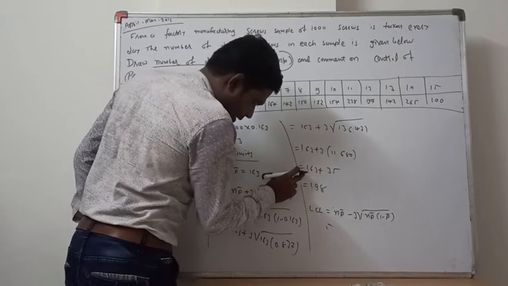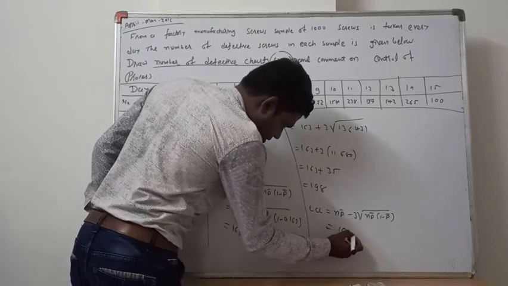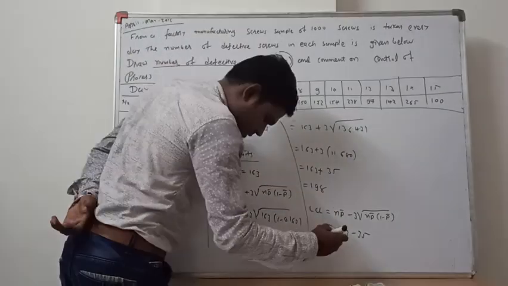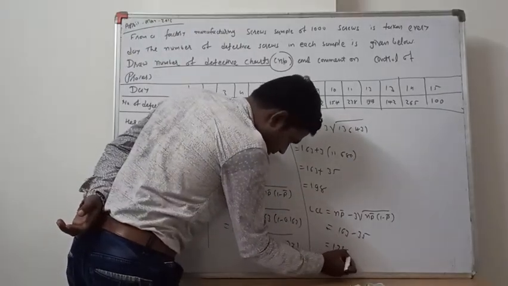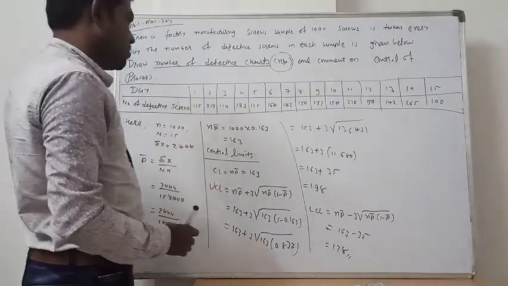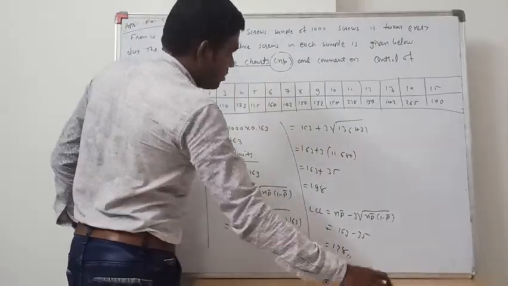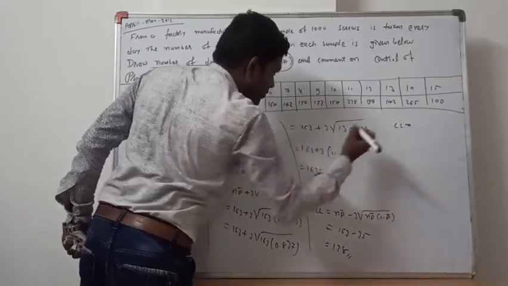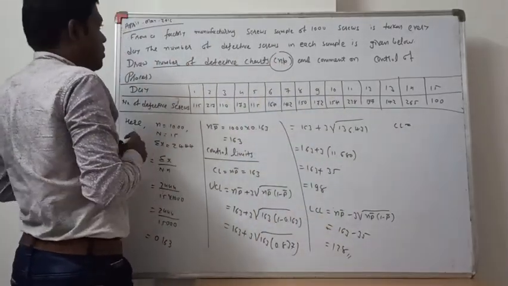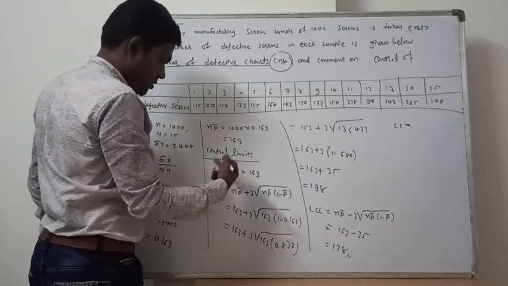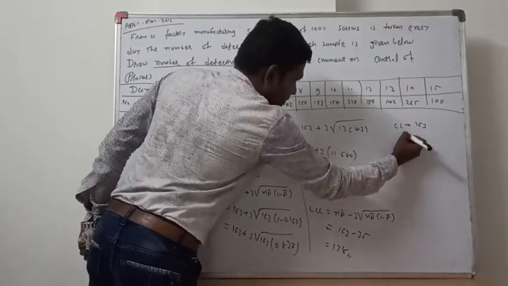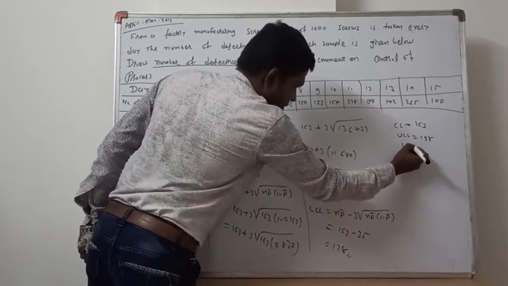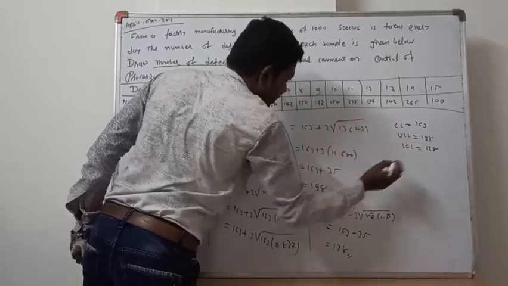I can write the last step, that is 163 minus 35. Then the answer is 128. So these are the answers. Over here we can write the central line value, that is central line 163, UCL is equal to 198 and LCL is equal to 128.